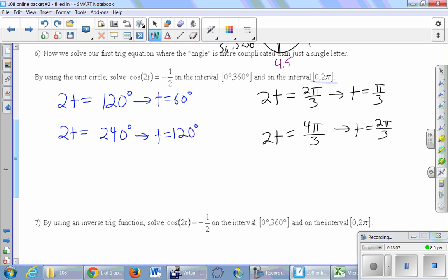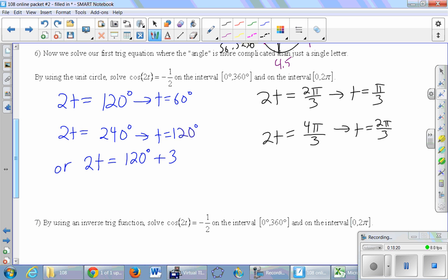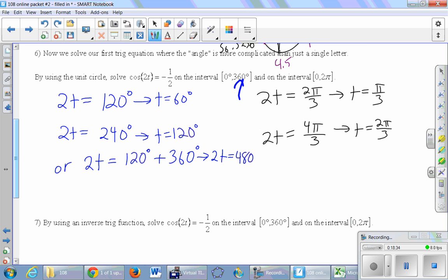But the deal is that we were allowed to add 360 as many times as we wanted to. So instead of just saying 2t is 120 and stopping there, I could have said, well, I could just go around 360 or 720 or any multiple of 360, but I'll just do one single 360, which means that 2t in this case is 480. And if you divide by 2, now 480 is too big, right? It's not inside of 0 to 360. So that's why we would normally never add 360, because we just stop with our two fundamental solutions.